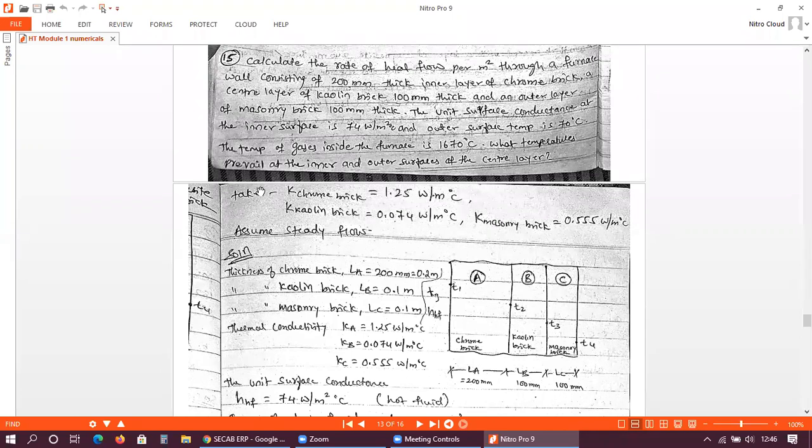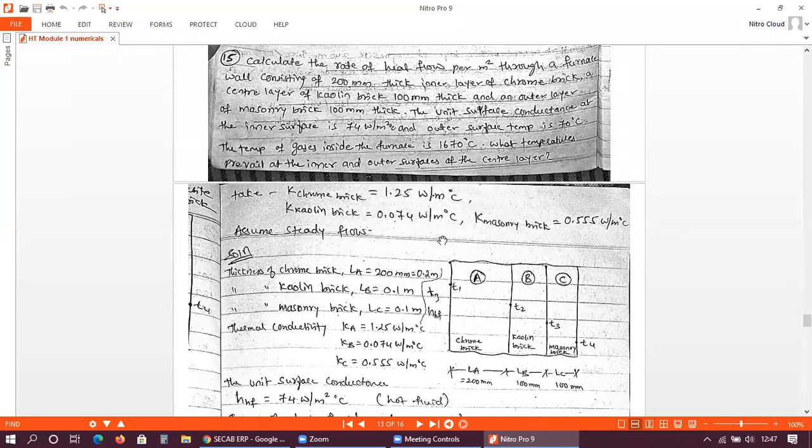Here take K, the thermal conductivity of chrome brick, equal to 1.25 watt per meter degree Celsius. Then K for kaolin brick is also given, 0.074, and K for masonry brick, the thermal conductivity of the masonry brick, is 0.555 watt per meter degree Celsius. These are the thermal conductivities of walls A, B and C.